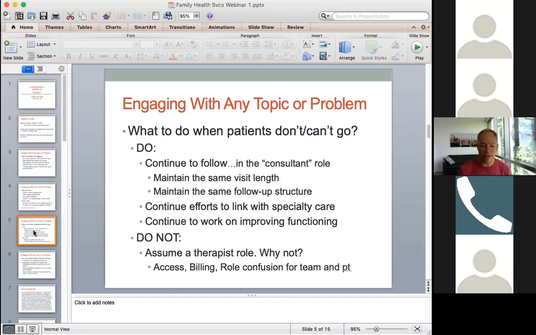And the reality of it is you don't need to do that, right? You can continue to practice in that consultant role, just as you would otherwise, following the principles I was laying out above.